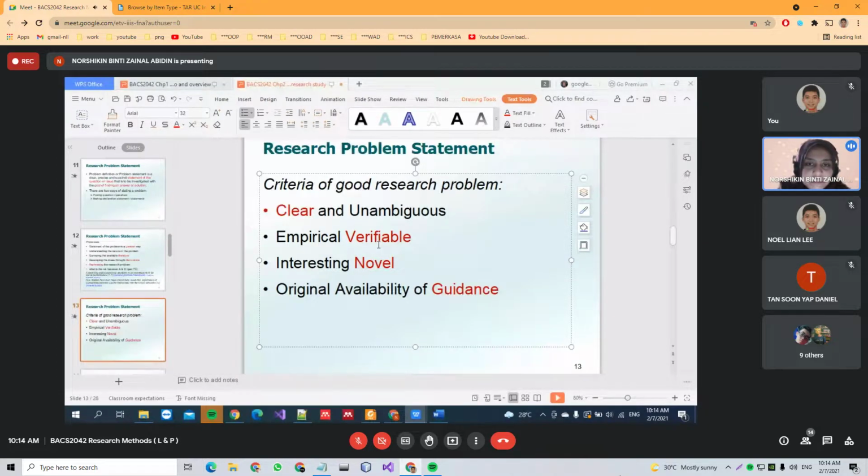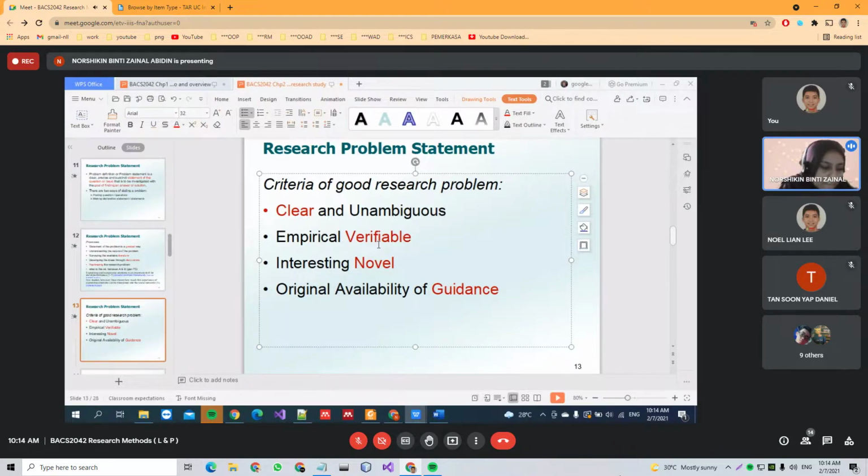Empirical verifiable is something that you derive from observation instead of from theory, because observation is something that already occurred, while theory is only a theory that hasn't been proved. So you need to write a problem statement based on a real problem, not an imaginary problem. That's empirical verifiable.